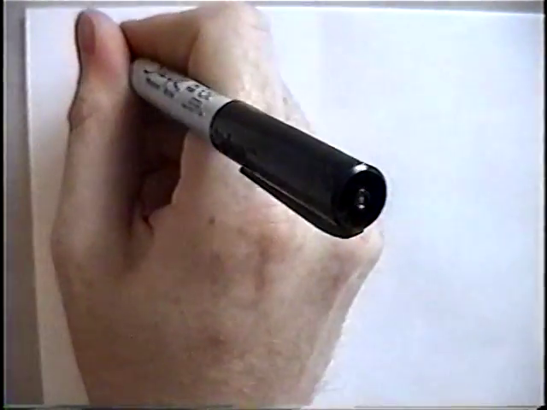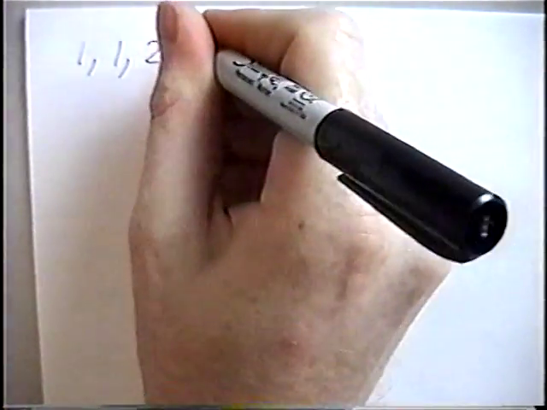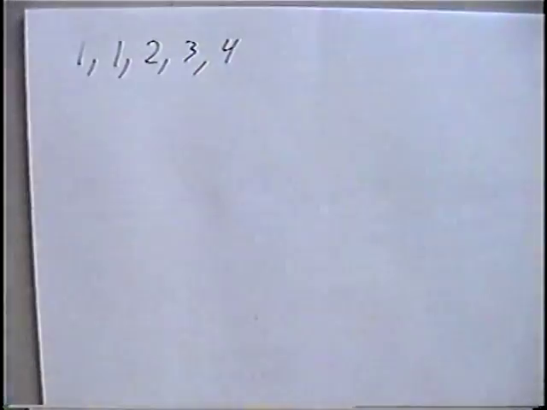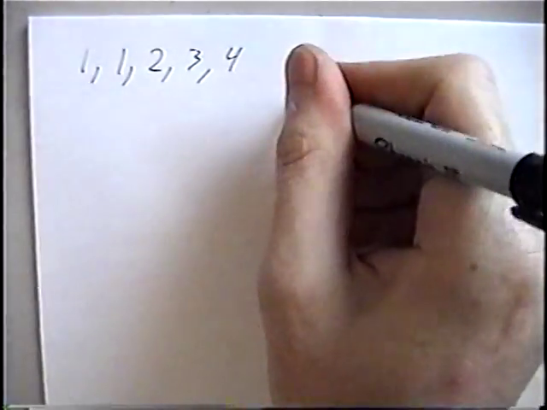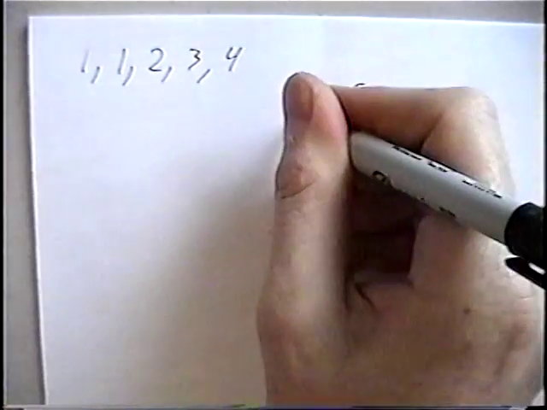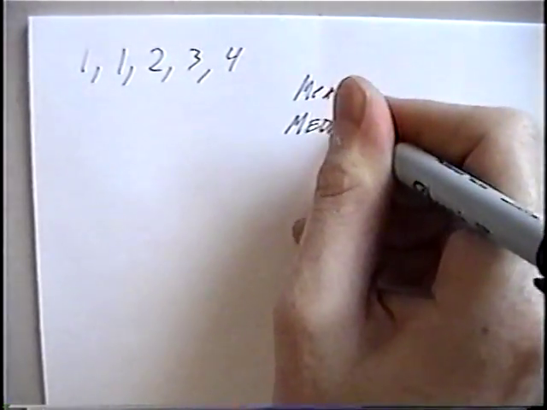For this first problem, we'll have 5 numbers. It'll be 1, 1, 2, 3, and 4. And for each of these, we'll find the mean, the median, and the mode.